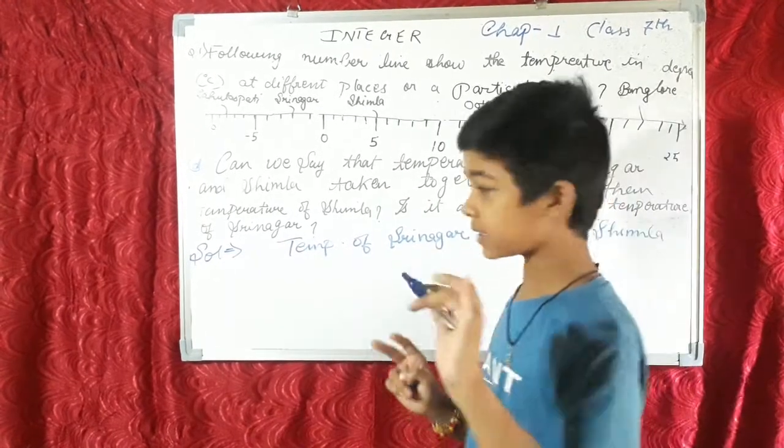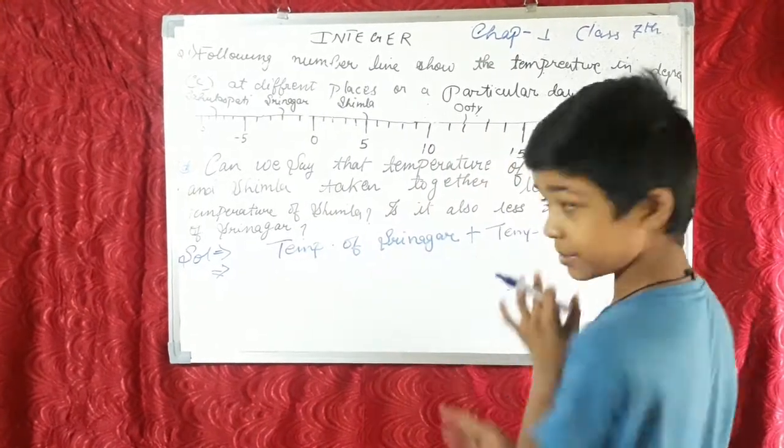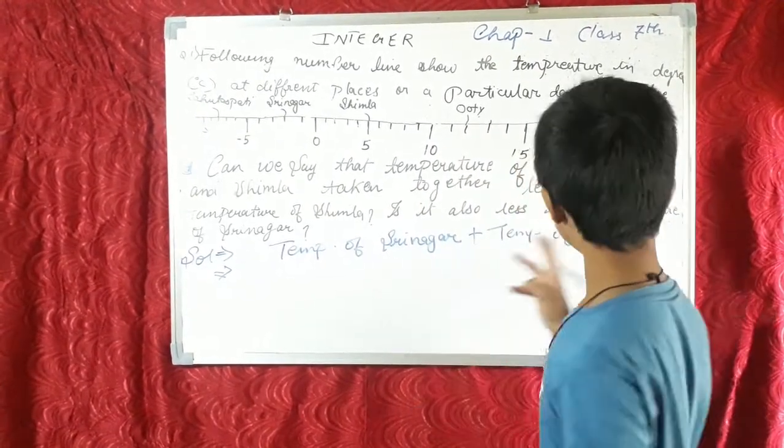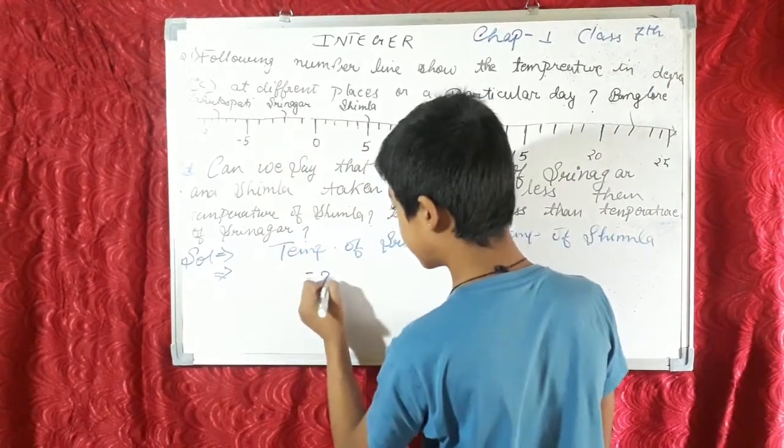Okay. So our first step is over. Now we write our second step. What is the temperature of Srinagar and Shimla? So we have to write the value of Srinagar and Shimla's temperature. Srinagar is -2 degrees Celsius.